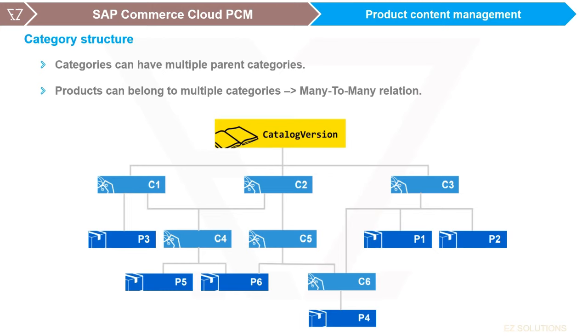In this example, the product P6 is assigned to category C4 and also category C5. This product will be displayed when browsing either of those categories on the website. Similarly, if a category has multiple products, all of those products will be displayed when browsing that category on the website.